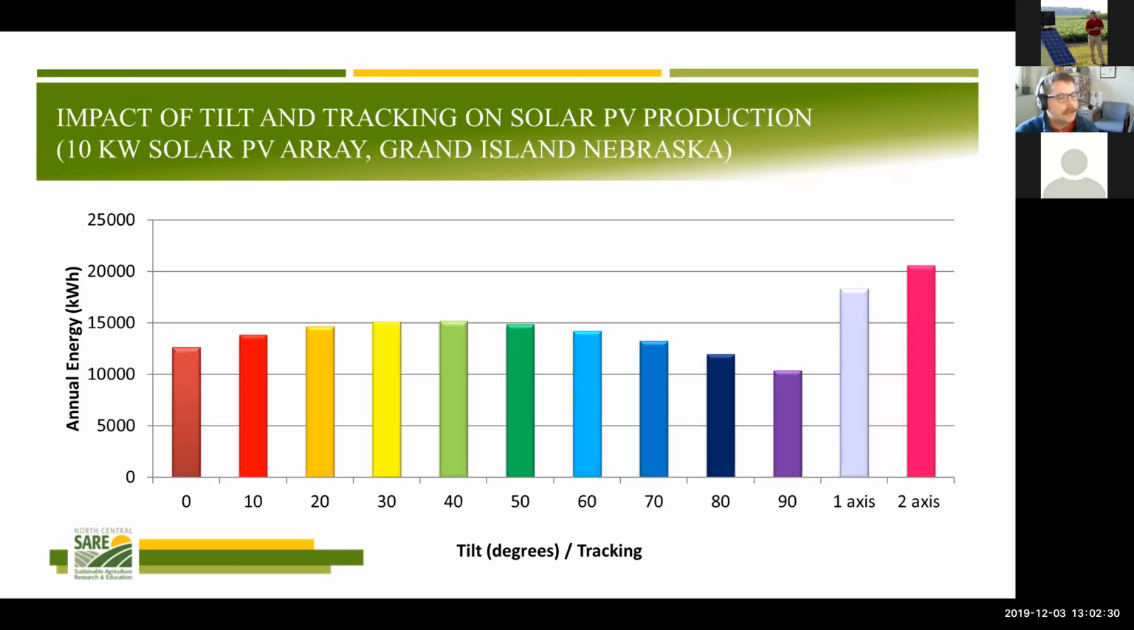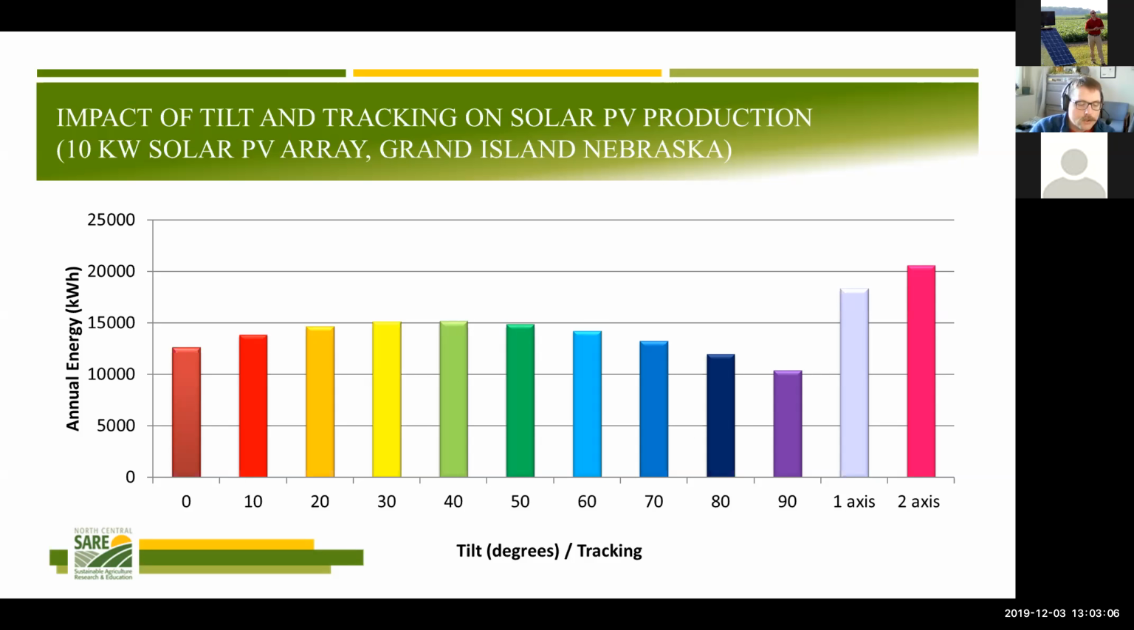This is just another way to look at it, but I wanted to bring up those 2 trackers. The one-axis tracking is: I'm going to face east in the morning, and then through the day it tilts on one axis and faces west in the afternoon. And so you can gain about 15% or maybe 20%, I think it's about 20%, over a fixed system with one-axis tracking. Though it also adds maintenance and moving parts that can be a problem.